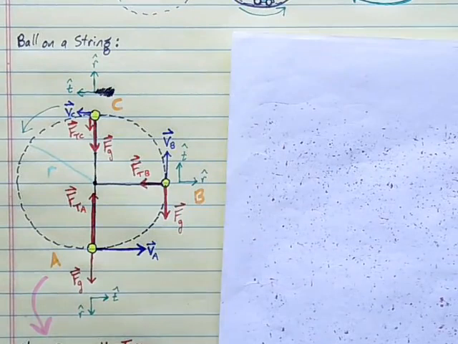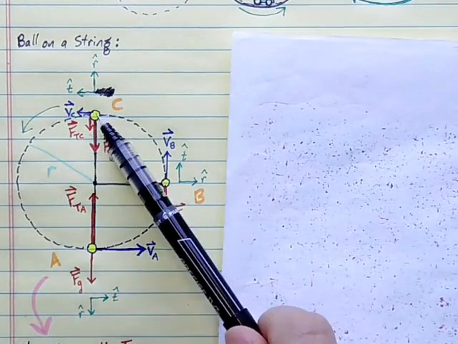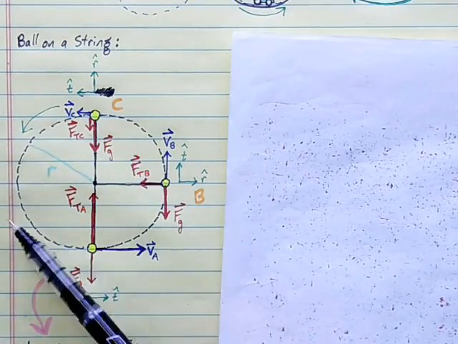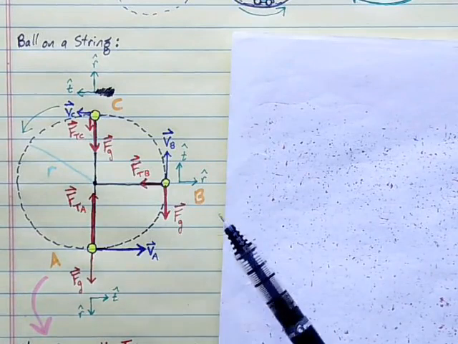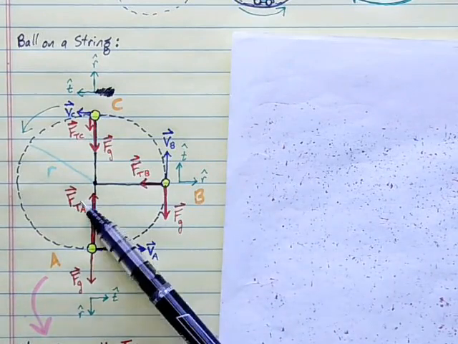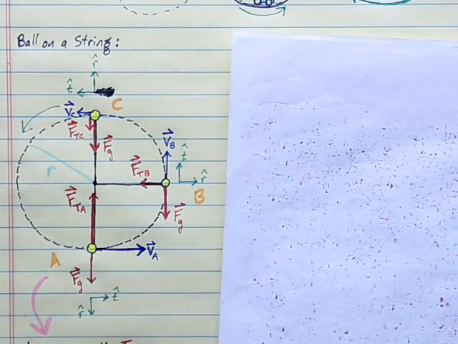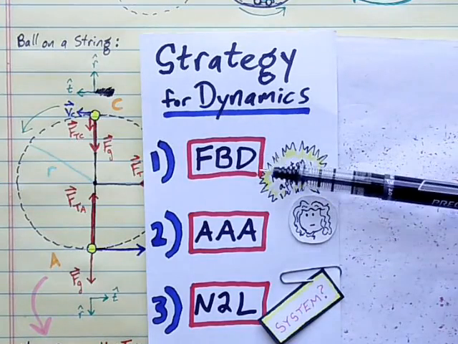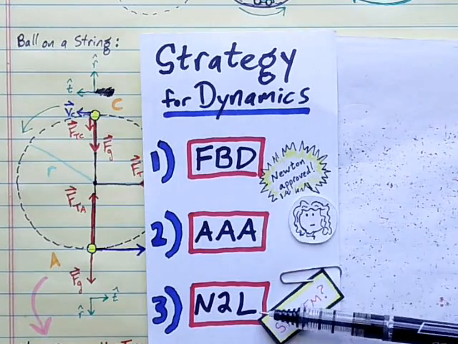Okay, I've marked off 3 points when the ball is at the bottom, at the side, and at the top as it swings around counterclockwise in this circle on the string. So we see there are two forces, tension and force of gravity, and we ought to begin with our free body diagrams and then check out our axes and then set up Newton's second law.